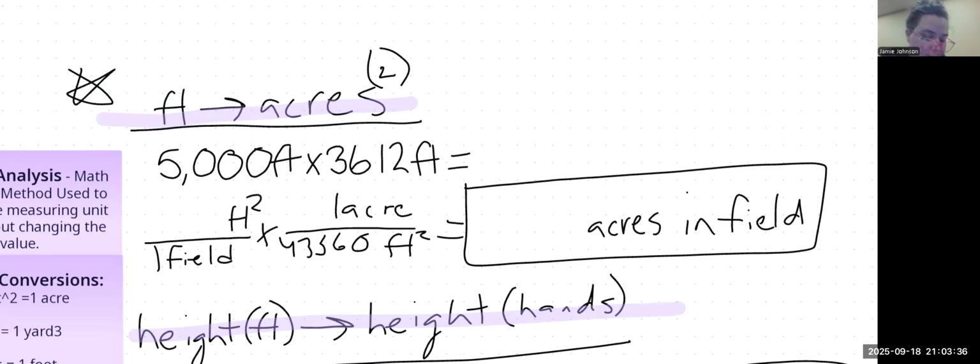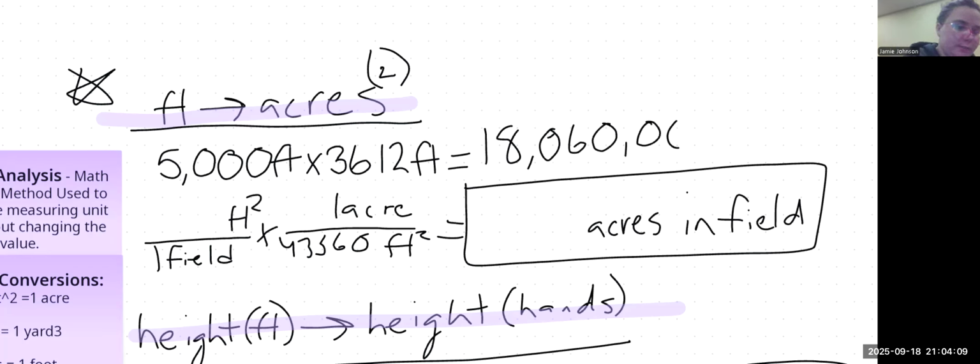So 5,000 times 3,612 is a massive number that I didn't think I was going to get, because I did not think this through. So it is 18,060,000, right?